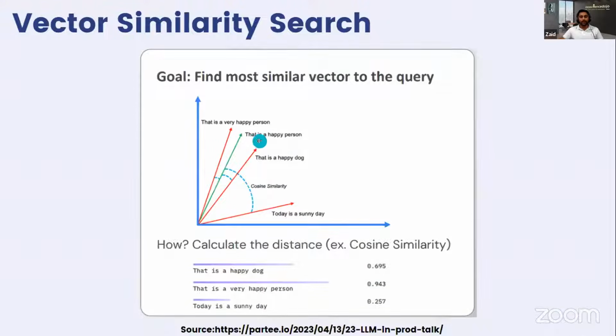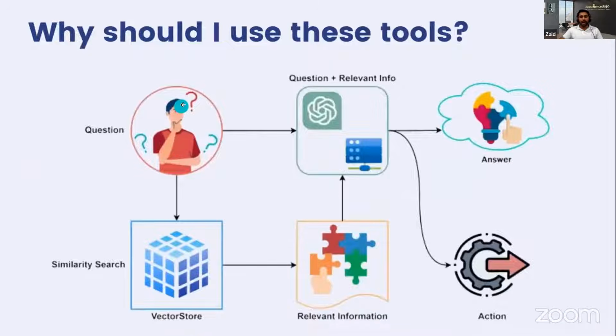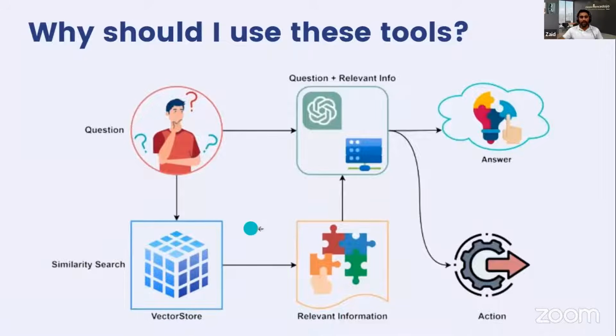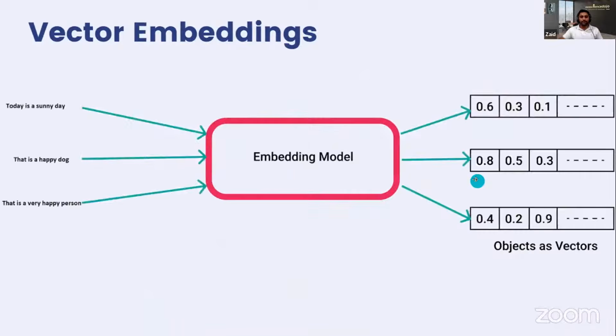So this is how it works. The vector similarity search is just calculating the angles between two similar vectors and giving us the most relevant information. So let's go back to the architecture. I have asked, that is a very happy person. So it will go into the vector database and get the relevant information from there and provide me the output. So this is how things work. And this is the science behind vector similarity search.